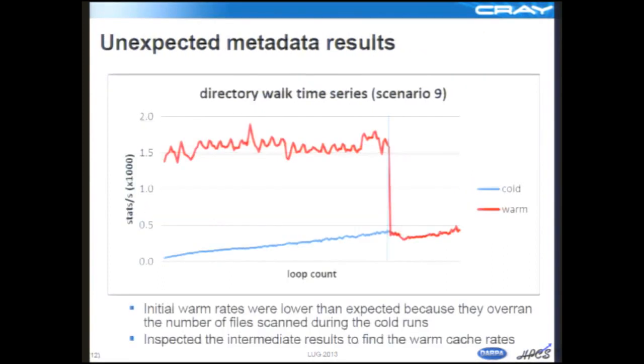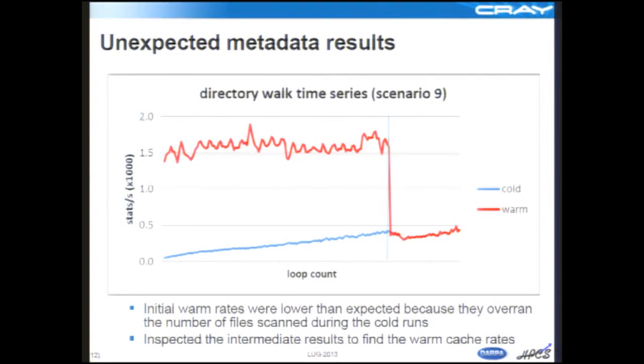And then the next slide shows some unexpected results. From our pre-testing with mdtest, we were expecting the warm cache to be about 10 times faster than the cold cache. But the numbers weren't coming out right. When we started looking at the intermediate results, we found that even though we were able to change the exit time, we couldn't get it down fast enough before the warm cache was out-reading the cold cache.